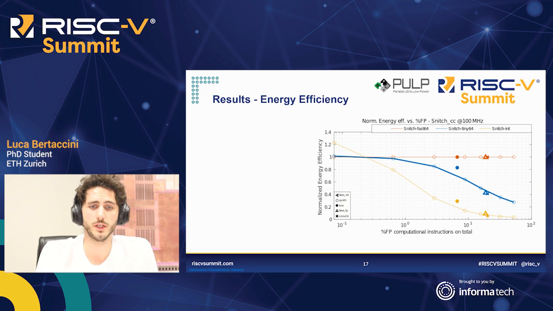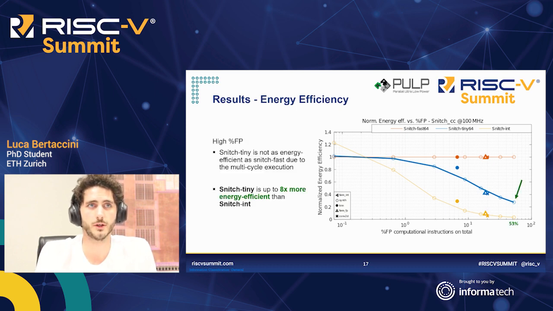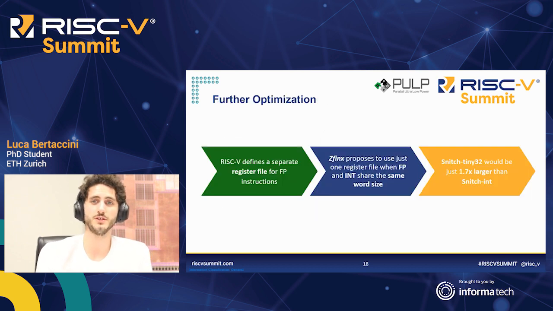Finally, we evaluated the energy efficiency of the systems, and we are not as energy efficient as Snitch fast. This is due to the multi-cycle execution, but we are still 8 times more energy efficient than the integer-only version of Snitch. And there is space for further optimization because, as we saw in the area result, the floating point register file introduces a large area overhead.